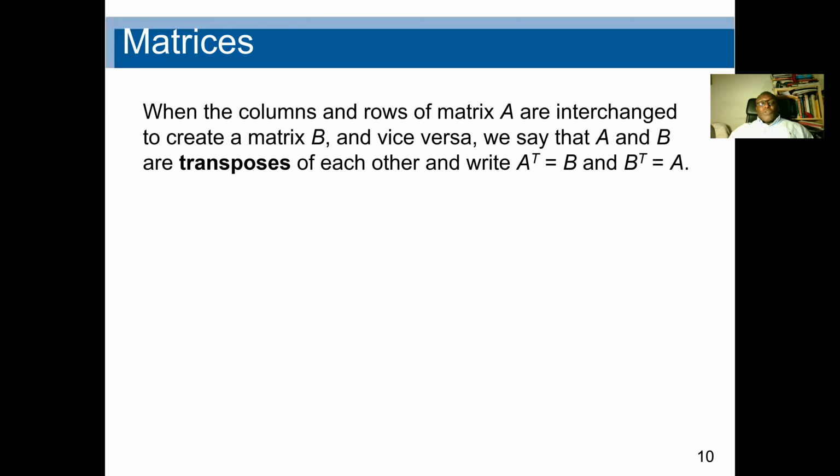So when the columns and rows of a matrix A are interchanged, we say that we are doing what we call the transpose, which means the rows now become the columns and the columns become the rows. So here we say when columns and rows of a matrix are interchanged to create another matrix, and vice versa, we say that A and B are transposes of each other. I use the transpose of A to get B, and I can use the transpose of B to get A.